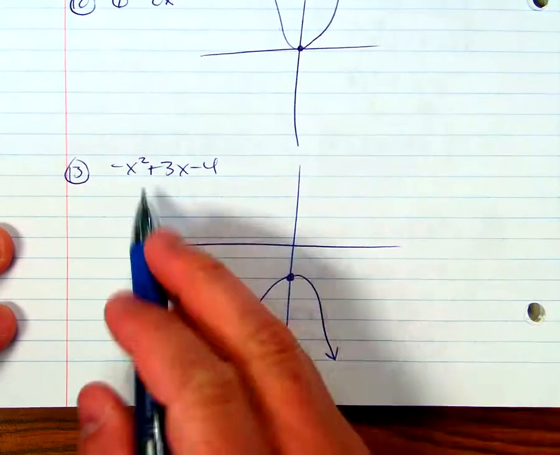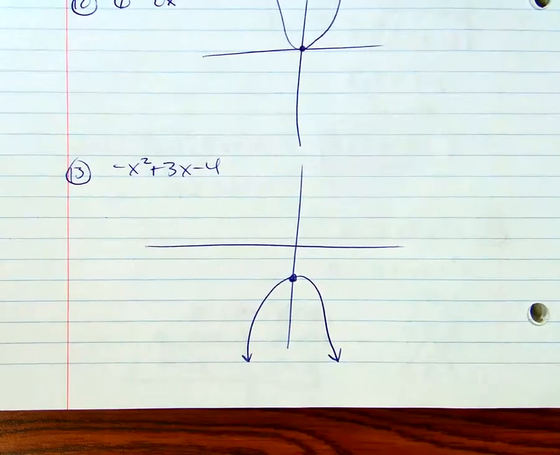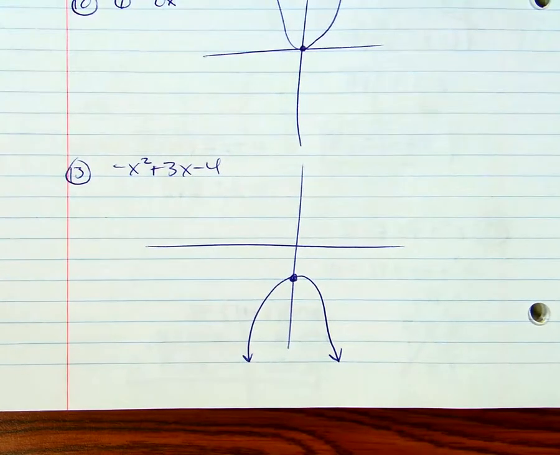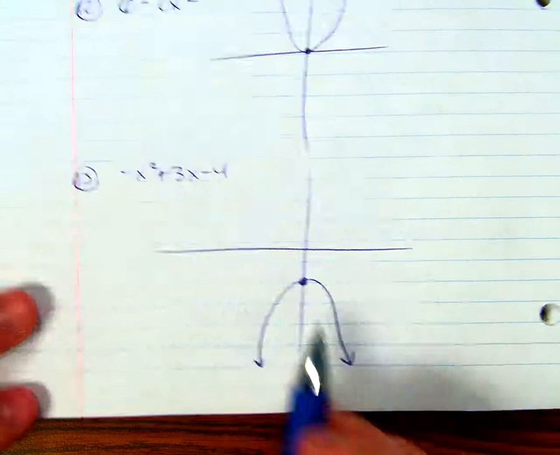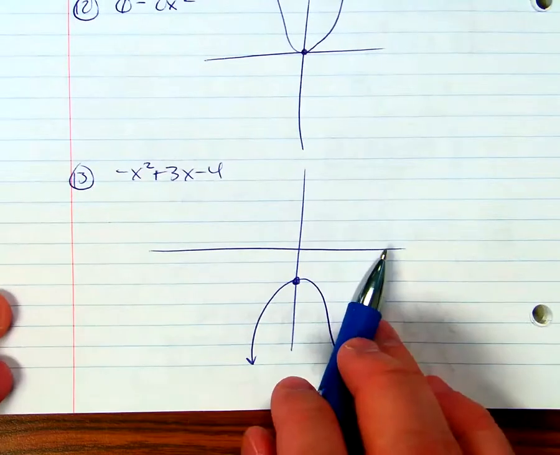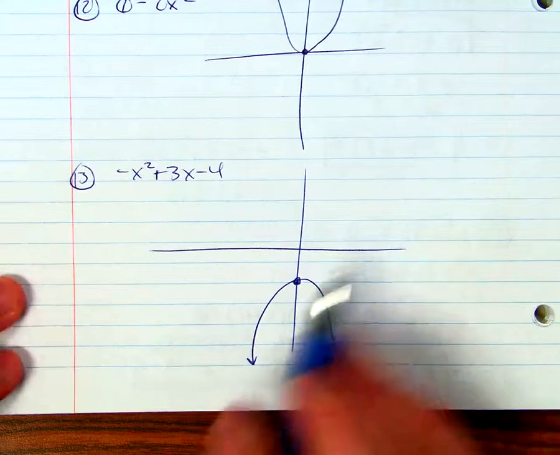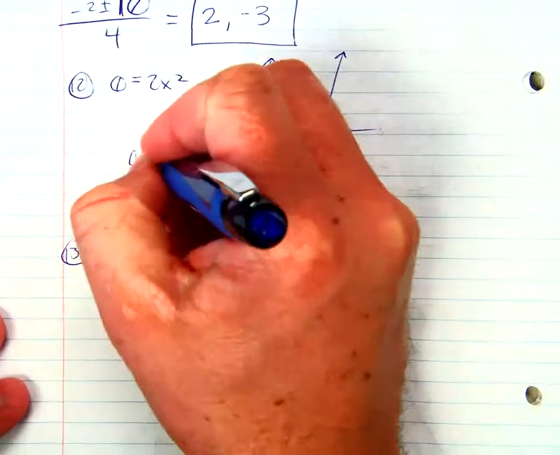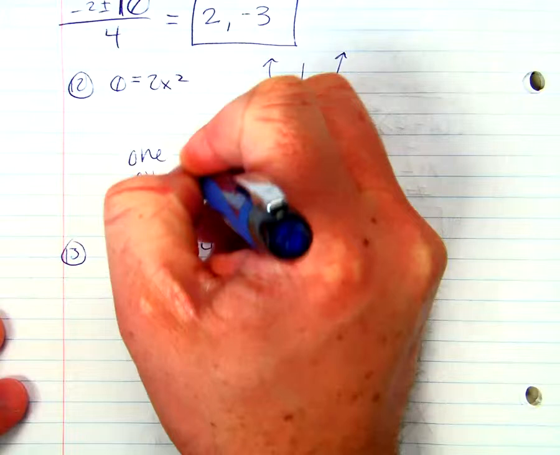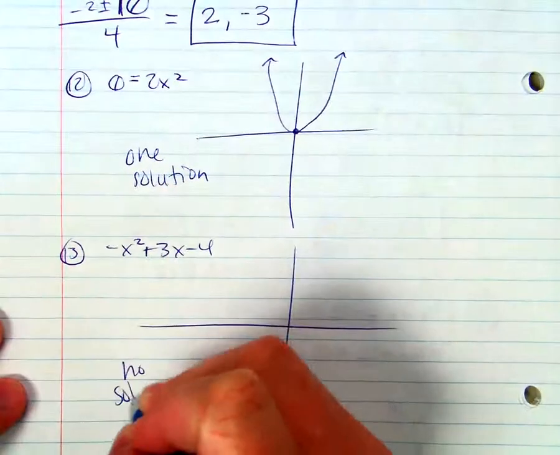So if it's negative, and it was shifted down to begin with, how many times does it touch the x-axis? None. It touches the y-axis once, but it never touches the x-axis. So this has no solution. So you would say this has one solution. You would say this has no solution.